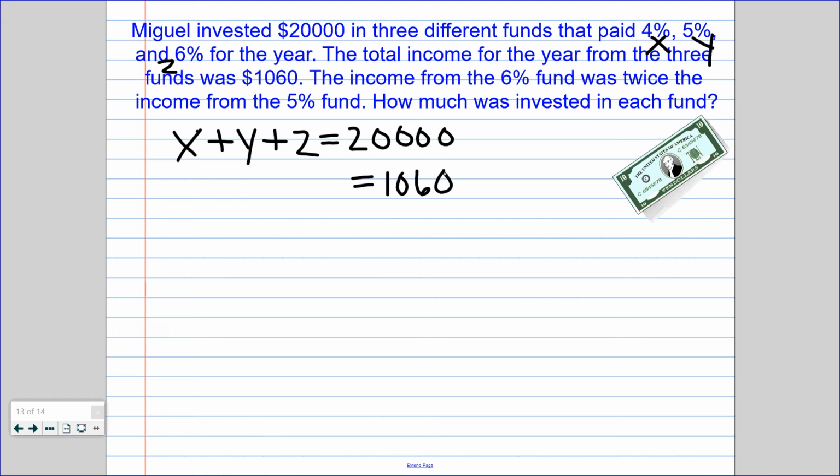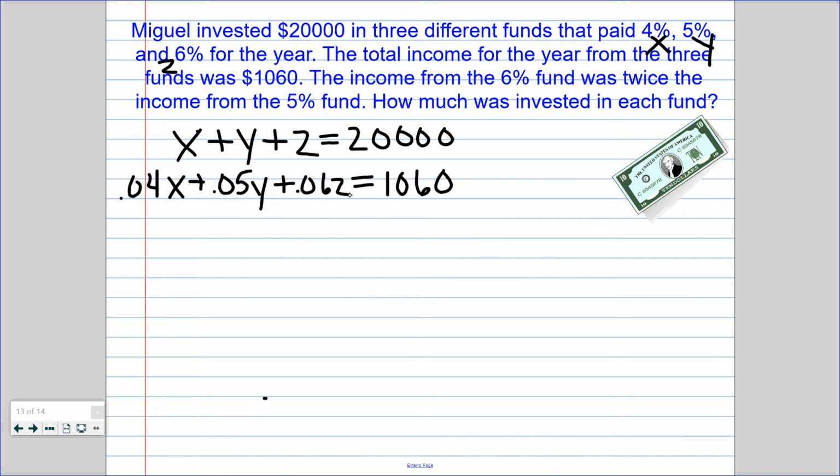And to calculate an income based on an amount invested, you're going to take your interest rate. So we'll start with 4%, 0.04, and multiply it by the amount that you invest. So 4% of x, whatever x is, will be the amount that he's getting from that first account. And at 5%, he invested y, and at 6%, he invested z, and all three of those investments total brought him $1,060.